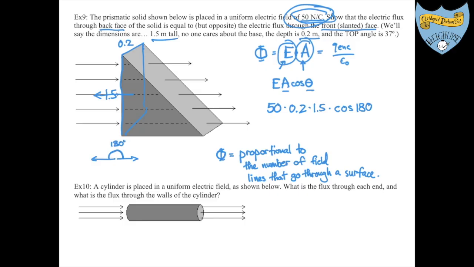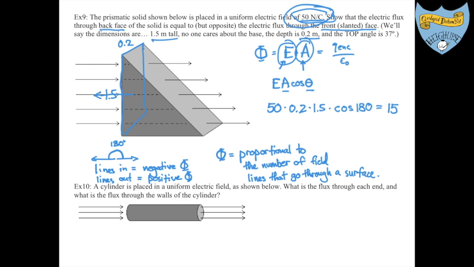A simple rule, though, is if the lines go in, meaning if the field lines go into the solid, that is negative flux. There's actually a reason for that we'll discuss in a little bit, but for right now, it's just the rule. If the lines go in, then that's negative flux. If the lines go out, that's positive flux. Okay, so we could multiply that all out, and we get 15.